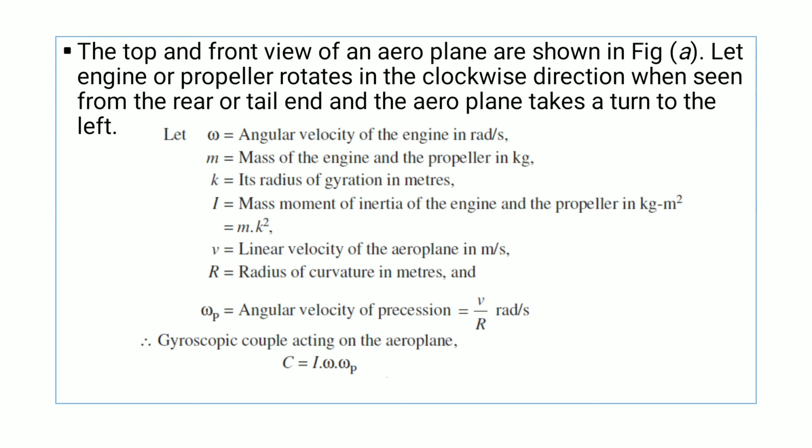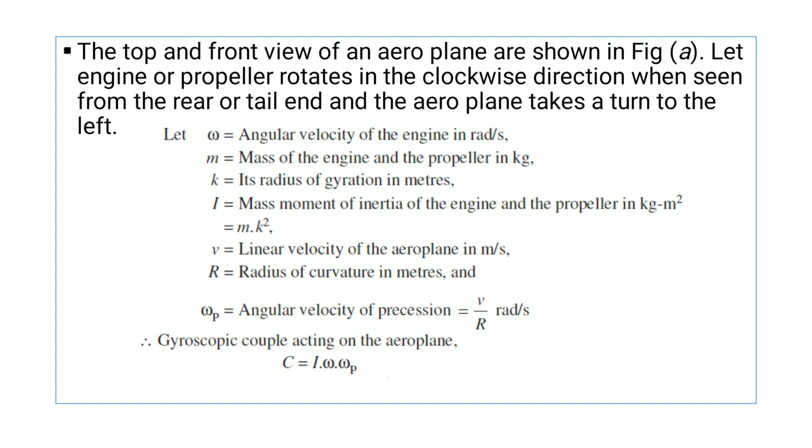So let us consider some notation. Omega is the angular velocity of the engine in radian per second. M is the mass of the engine and propeller in kg. Small k is the radius of gyration in meter. I is the mass moment of inertia of the engine and propeller, and mass moment of inertia is equal to m into k square. Small v is the linear velocity of the aeroplane in meter per second. Capital R is the radius of curvature in meter.